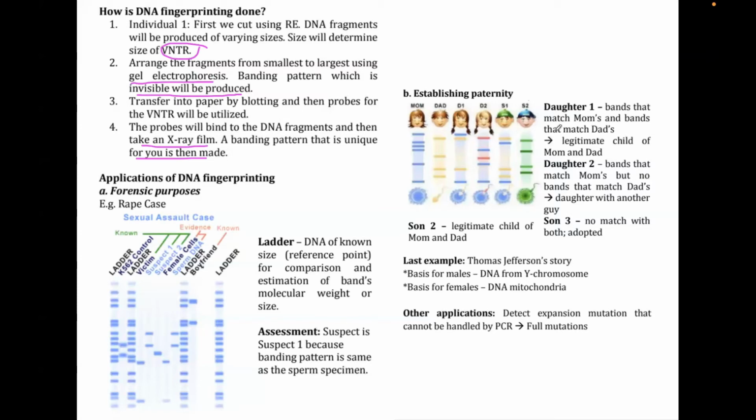Wala namang son number 3. So, eliminate na natin yan. For the last example, Thomas Jefferson's story is the basis of: for males, it is the DNA from the Y chromosome, and the basis for females is the DNA mitochondria.